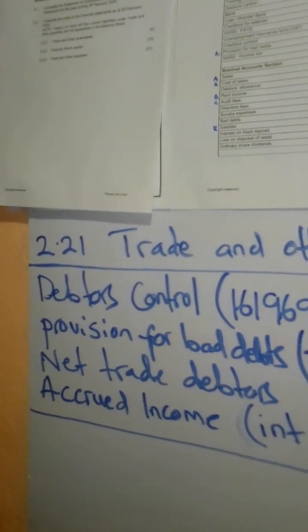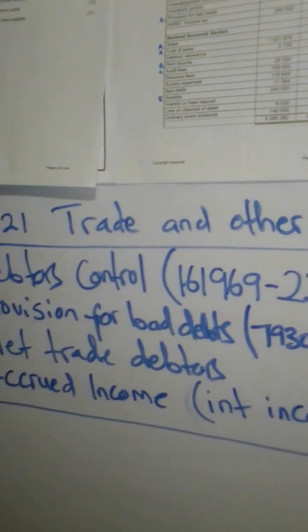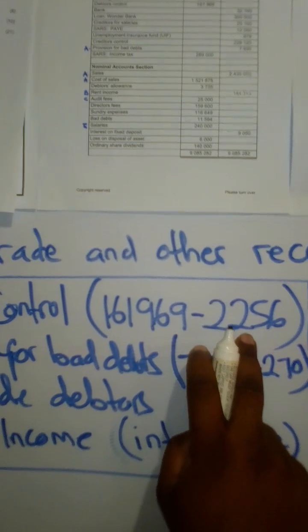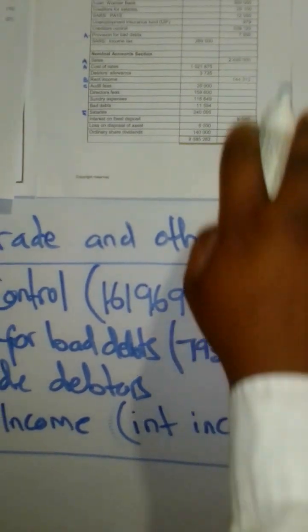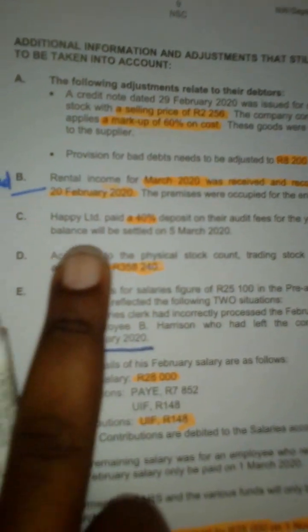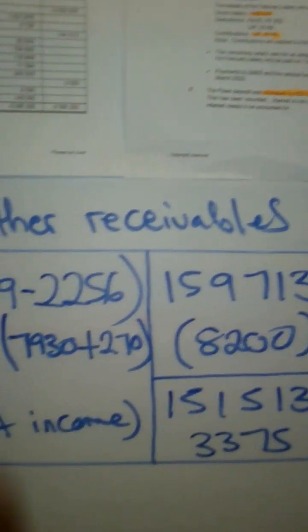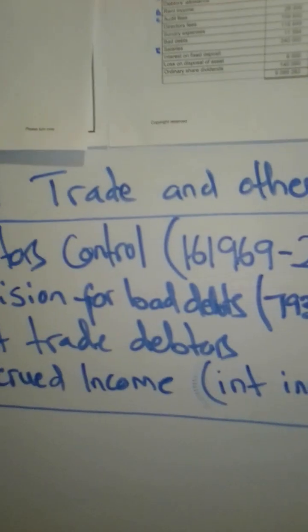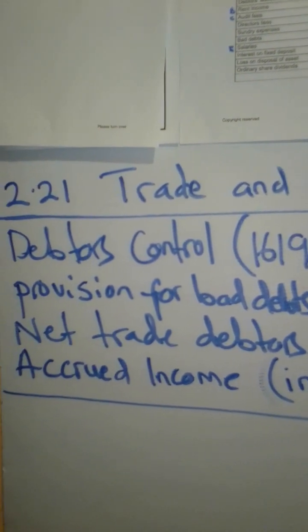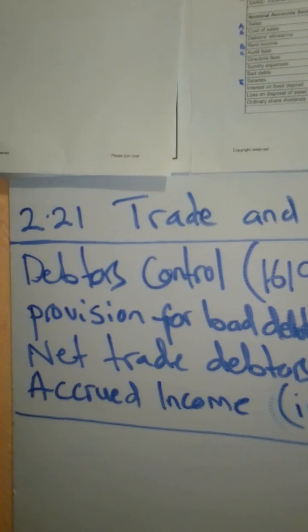So we are done with 2.2.1, and it only had 6 marks. The only thing that I can say here was a little bit tricky was maybe remembering the 2,256. It was a matter of you paying special attention to what has been written on adjustment number A, that the following adjustment relates to their debtors. That is the reason why we had to remember it and take it into consideration. Okay, thank you if you have fully understood 2.2.1.